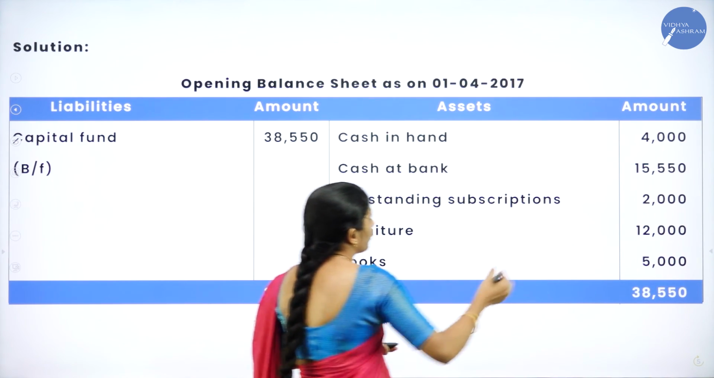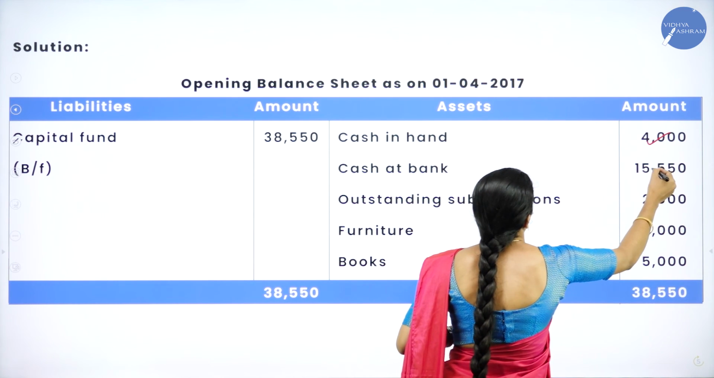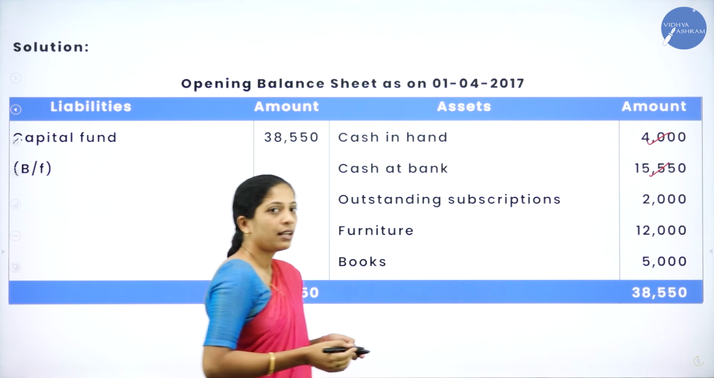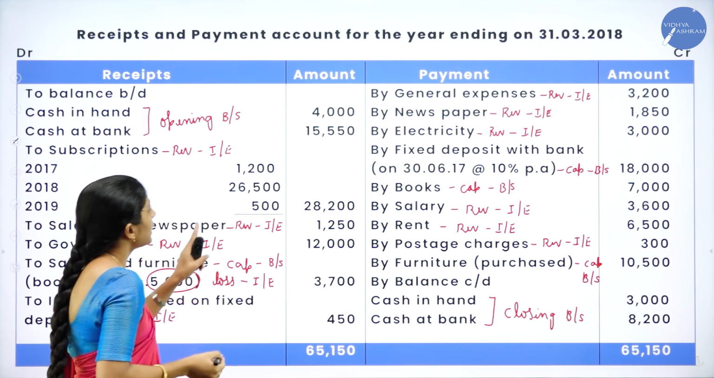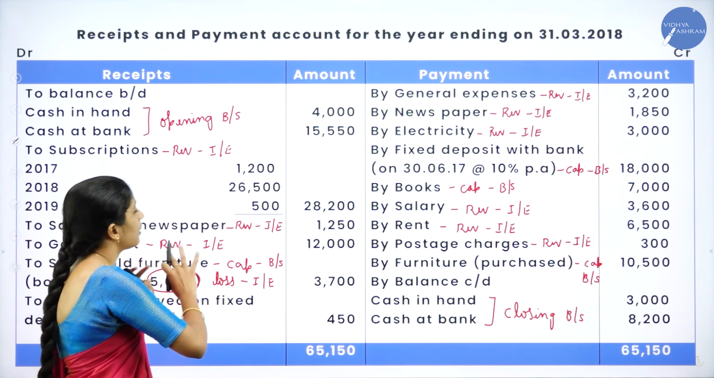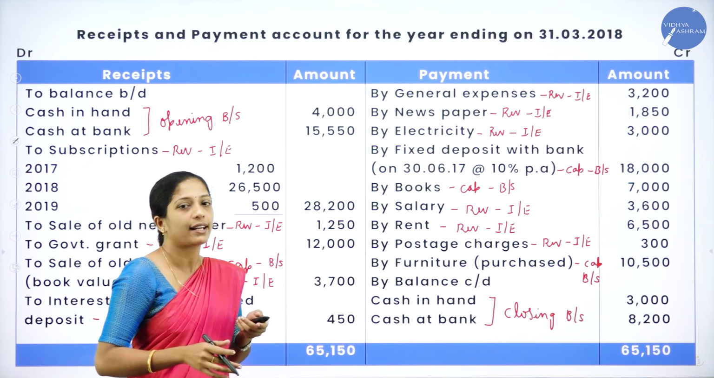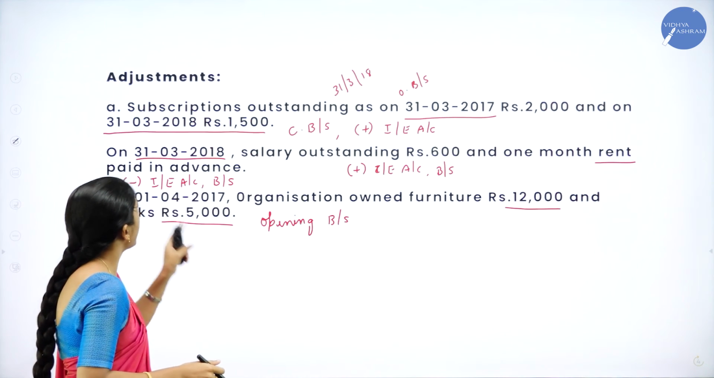Cash in hand 4,000, cash at bank 15,550. Now, see the receipts and payment account. So, there is no more item which has to be recorded in the opening balance sheet. Now, go through the adjustments.